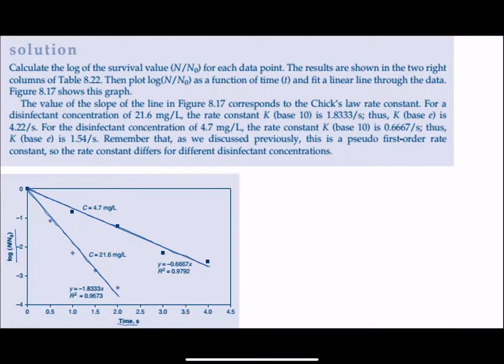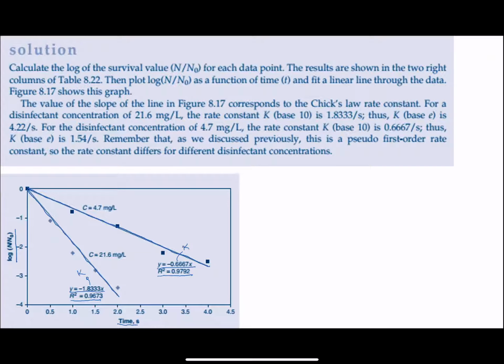And of course, here, you could ask Excel to give you the best fit with the equation: y is equal to minus 0.6667x and R squared is 0.9792. Same thing for the other equation, minus 1.833x, R squared is 0.96. This is a very nice fit. This is k, and this is k. Don't worry about the minus, it is going down, it's decreasing.